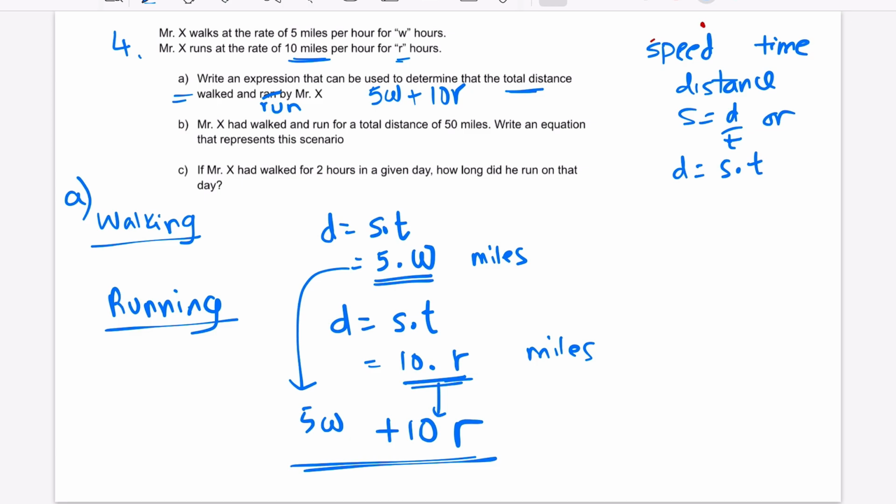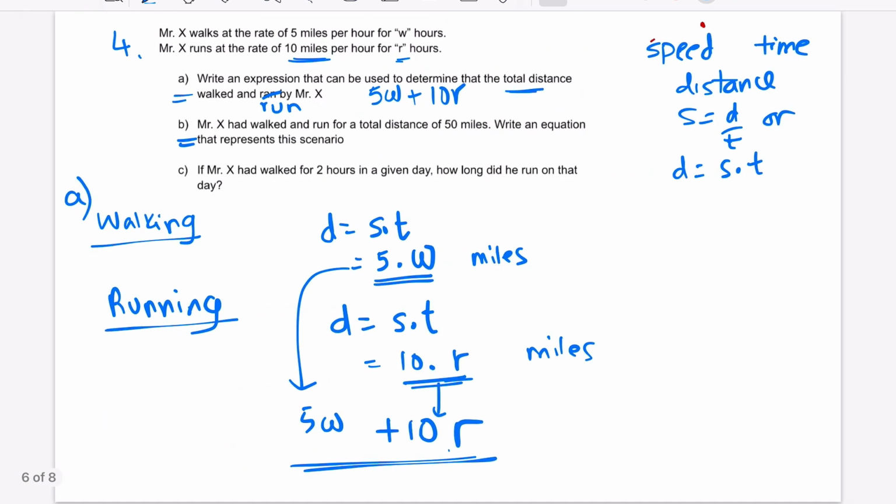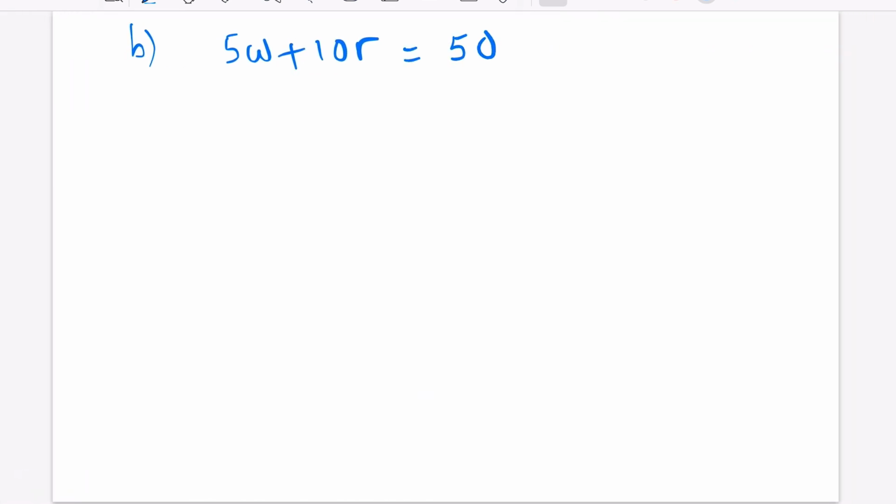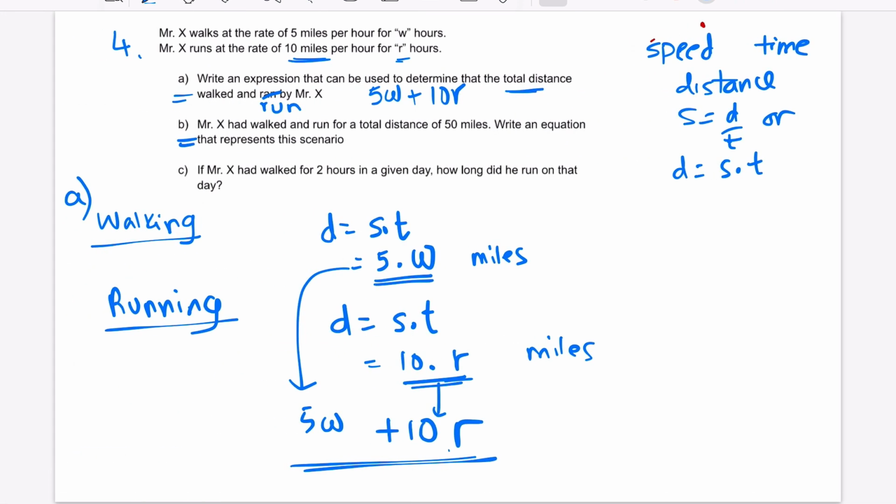Alright, next, the next question, B. Mr. X had walked and run for a total distance of 50 miles. So that means 5W plus 10R, which we just found, should be equated to 50 miles. So 5W plus 10R is the total distance he has covered by walking and running, as we determined in question A, and this should be equated to 50 because the question says he covered 50 miles in all. So the answer for this question is 5W plus 10R is equal to 50. Keep in mind this is an expression.